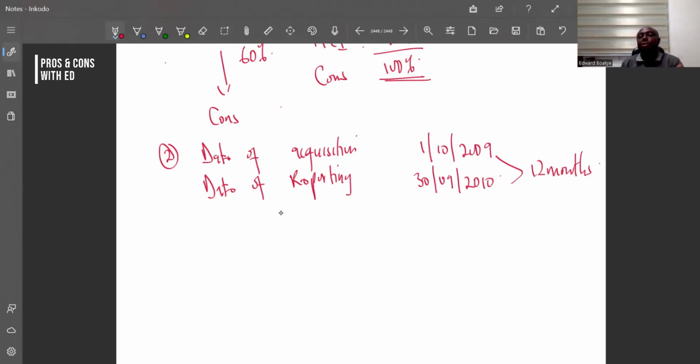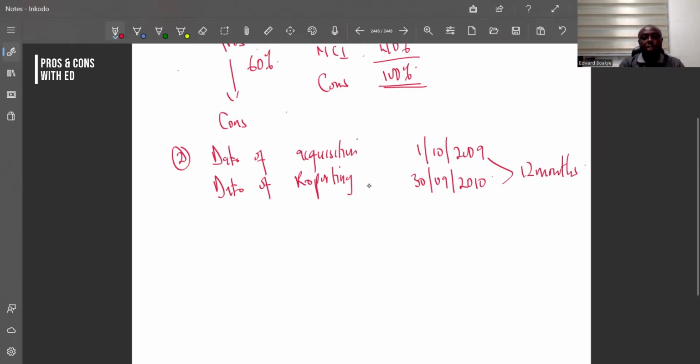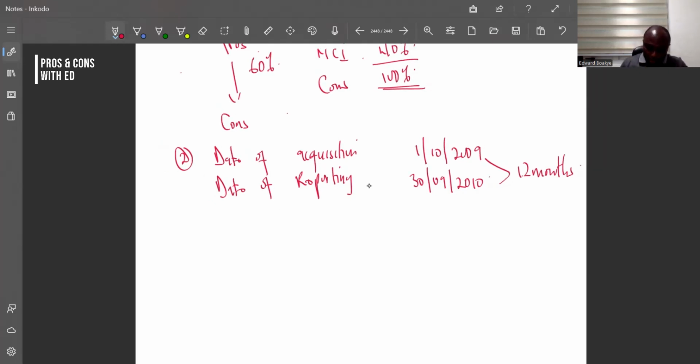So our post-acquisition period in this case is 12 months, which is 1 year. So if you are supposed to find out the date of acquisition and date of reporting, at the end of the day, you should get your post-acquisition period. All right.